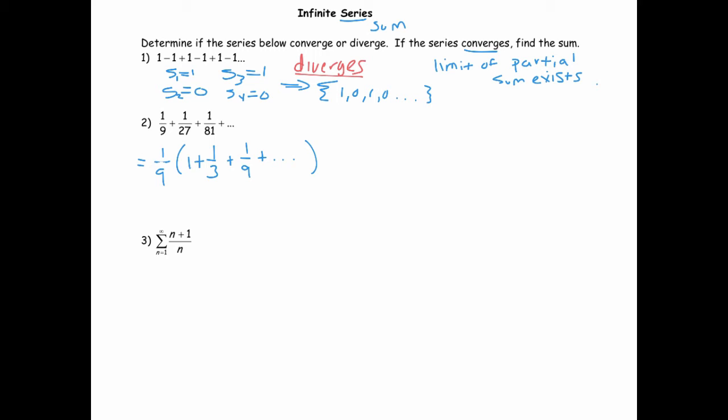So this is a type of infinite series that we actually know a lot about. This is a geometric series. It's an infinite geometric series in which our r value is equal to a third, which is less than 1. So this must converge.